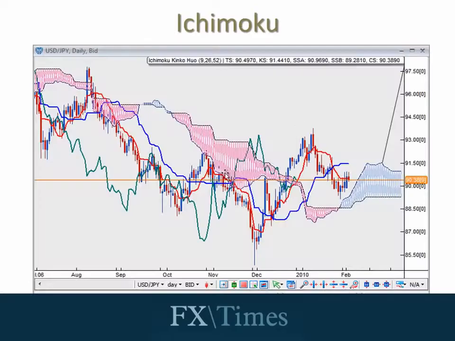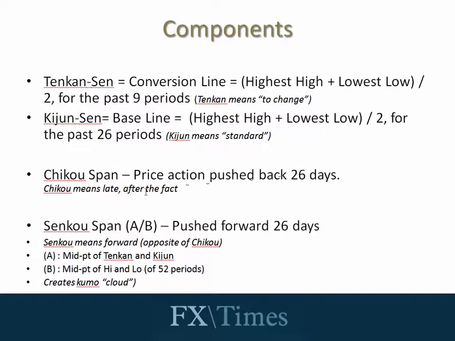Then you have this cyan color line here. That is price action pushed back 26 periods. So when you're here, the cyan line is representing your price action. The cyan line, or the Chikou span, is here. The word Chikou means late, lagging, or after the fact.